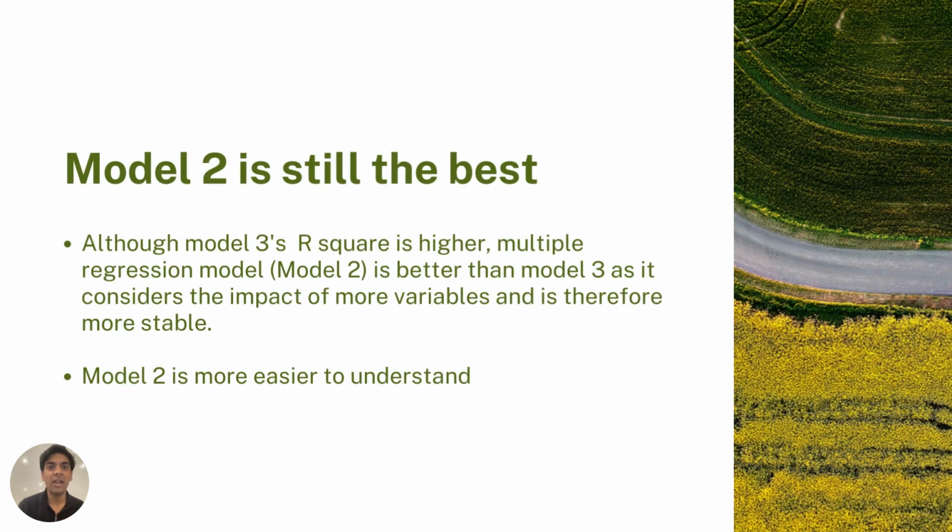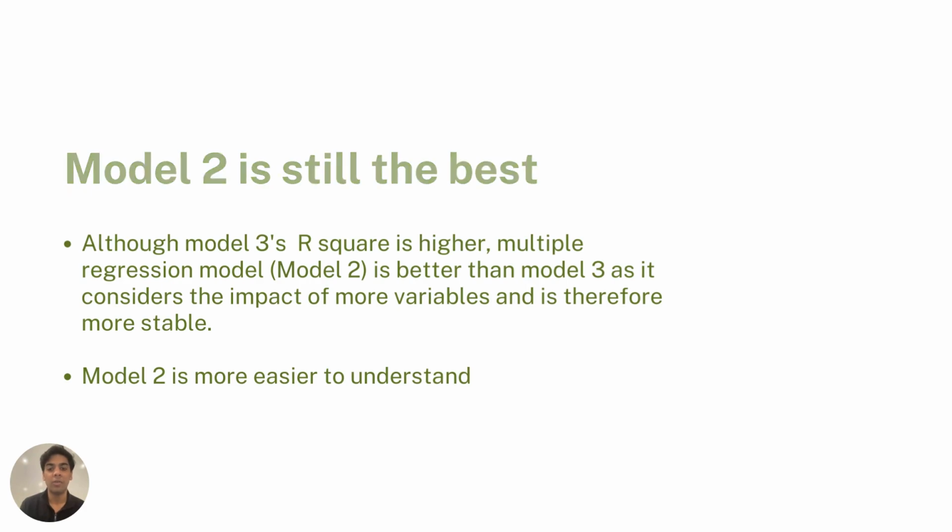Model 3 has a slightly higher R-square than Model 2 and Model 1, but according to us, the best model is Model 2. This is because Model 2 takes into account the impact of more variables on the sales per head. This makes it more stable and accurate. Also, it is easier to understand, as calculating the population density in Model 3 may make it more complicated to formulate.